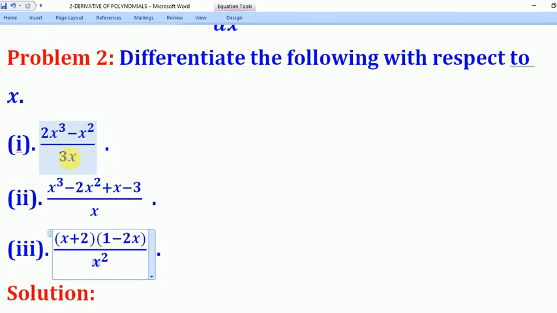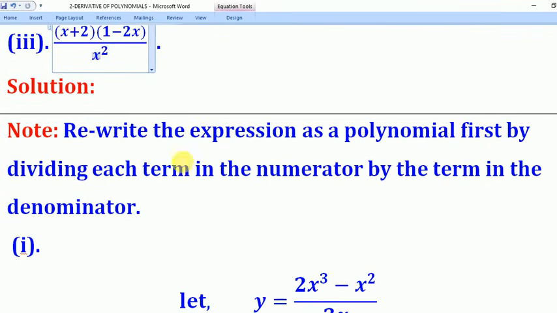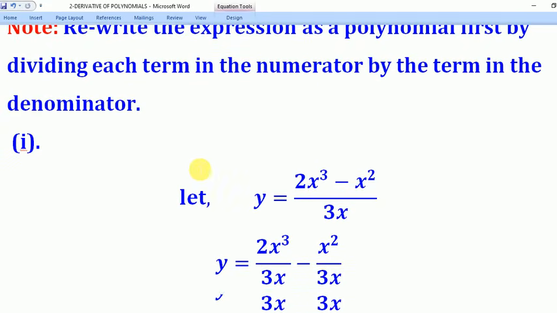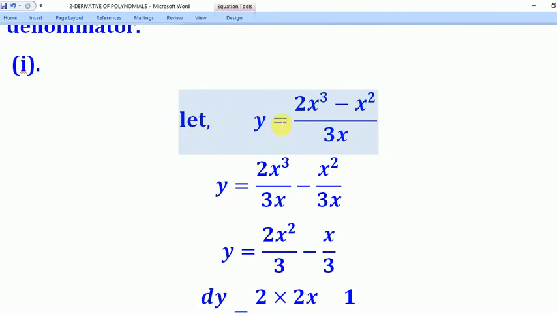If for example they say 3x plus 1, then it would be impossible to transform it into a polynomial. So we shall now go to the solution. First of all, you have to express it in the form of a polynomial by dividing each numerator by the term in the denominator. So here we shall let y be equal to this. This was the expression given in Roman 1.